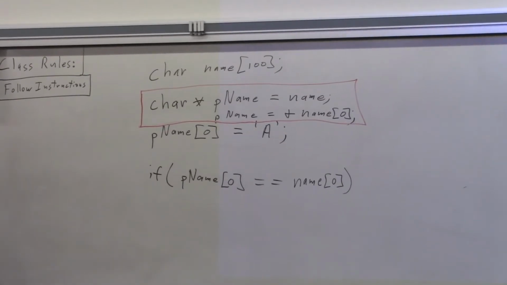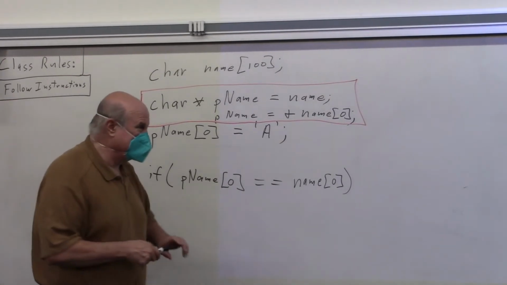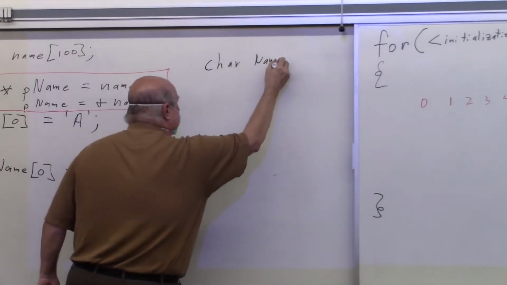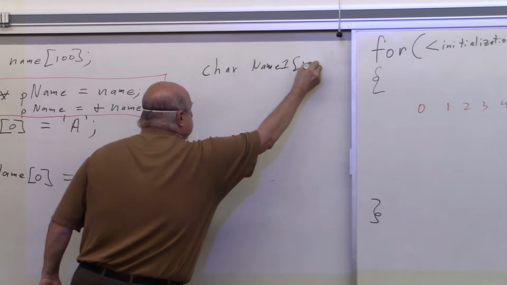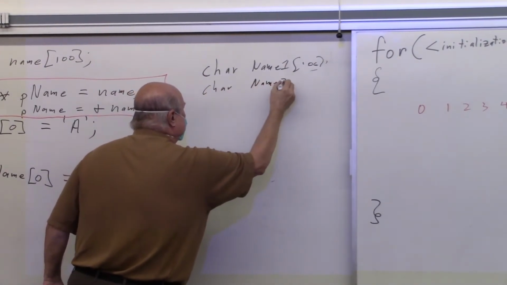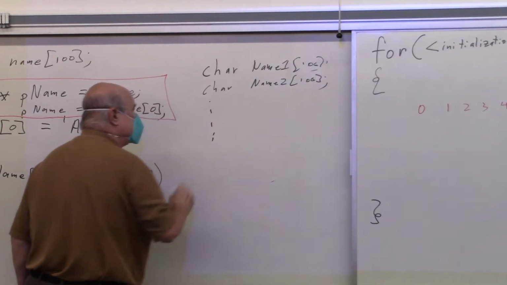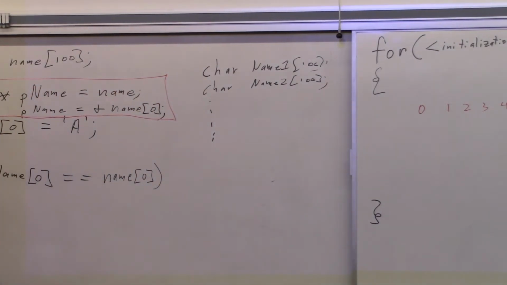So you could, perhaps in the first program, say char name1[100], char name2[100], and so on, until you have 5 of them, right? You can absolutely do that in one of the programs.